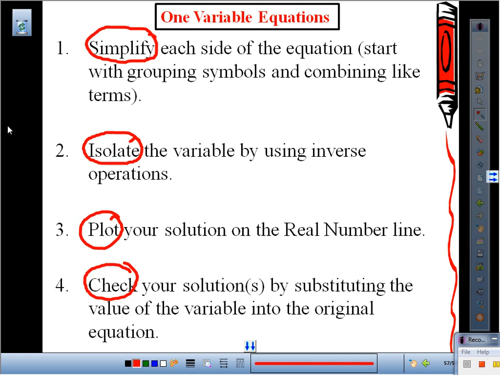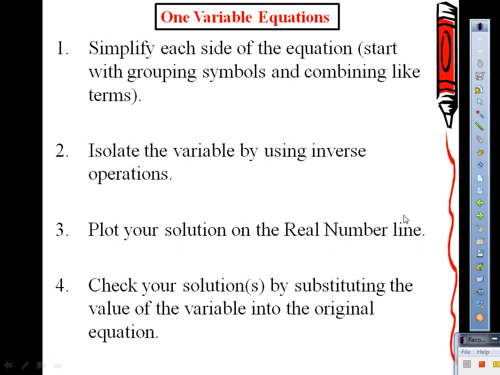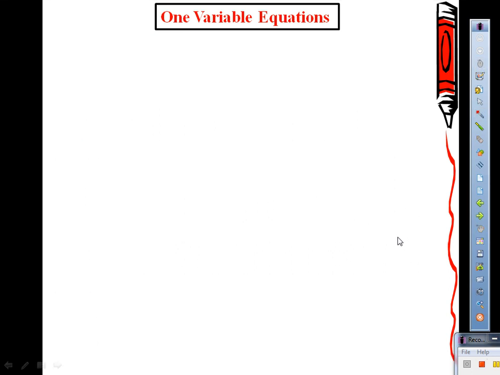So same here. You need to isolate the variable. What does that mean? Leaving a variable by itself. Okay? And lastly, we plot the solution on the number line and check. All right? So, we got that? So, writing utensils down, look up to the screen.